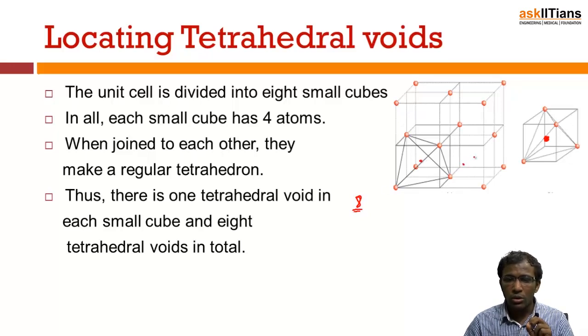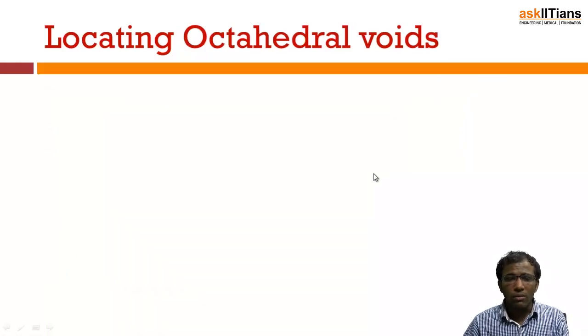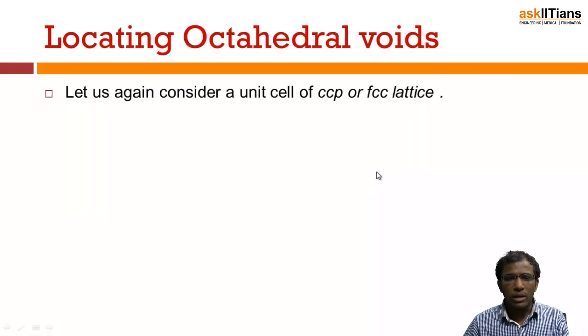So this is 1 and 2, and in this cube we have one more. 4 below and 4 above. So in total we have 8 tetrahedral voids. Each of the 8 small cubes has one void in one unit cell of the CCP, that is FCC, structure. So now let's locate the octahedral voids. Let us again consider the unit cell of FCC.